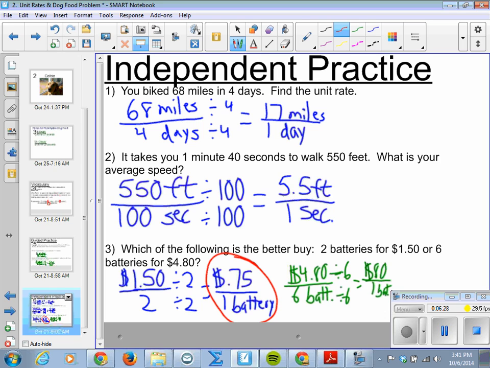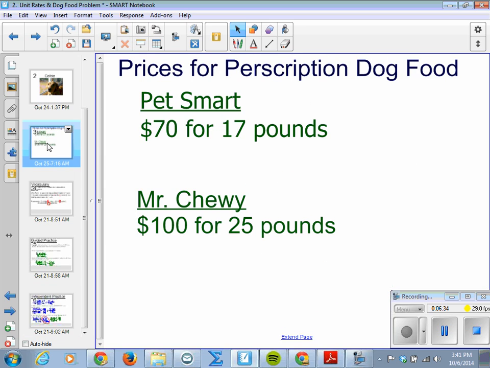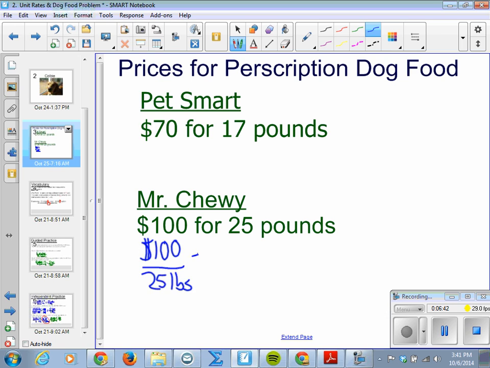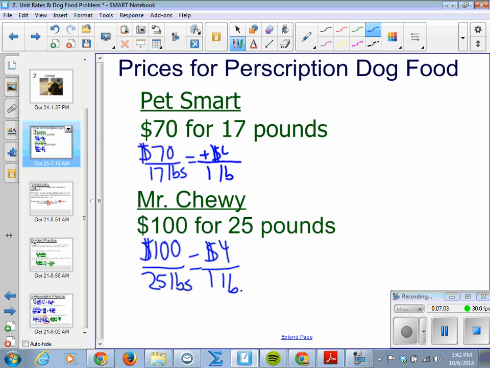So we can go back to our dog food problem, and we figure out here that if we spend $100 on 25 pounds, it ends up being $4 for 1 pound. Then up here, we spend $70 on 17 pounds. Well, I don't have my calculator in front of me, but I do know that if we divide both by 17, it's going to be over $4 up here. Because 17 times 4 is 68, so we're over $4.